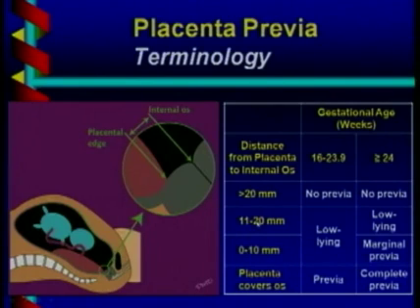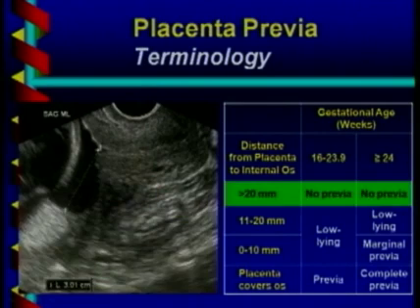0 to 20 millimeters or 0 to 2 centimeters, from 16 to 24 weeks we call it a low-lying placenta, and after 24 weeks we distinguish between a low-lying placenta, a term we use if it's 11 to 20 millimeters, and if it's 0 to 10 millimeters we call it a marginal previa. And I'll show some examples of all of these on the next several slides.